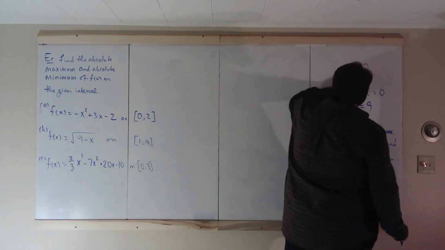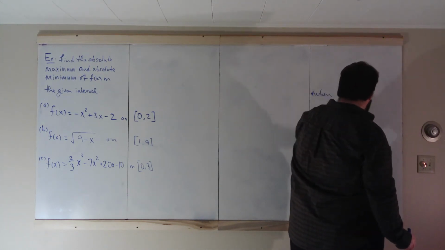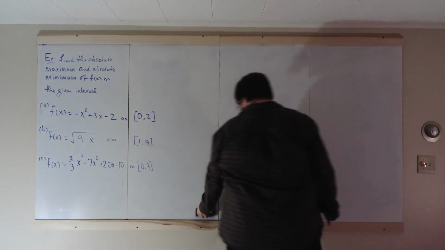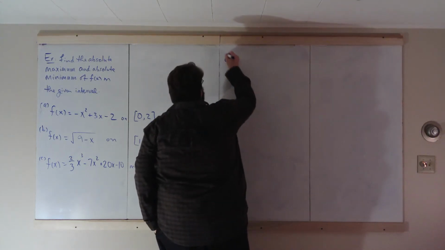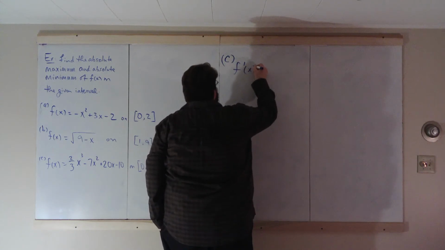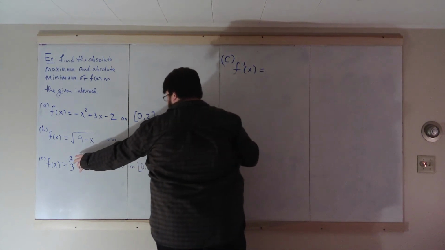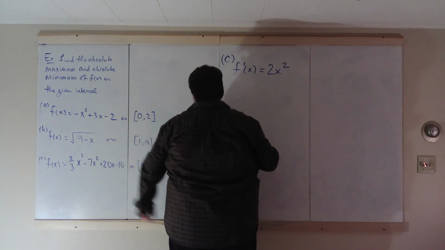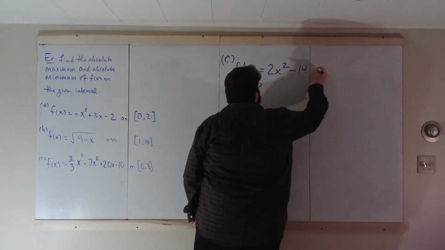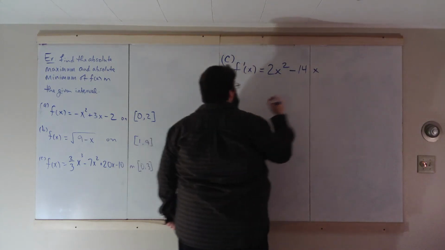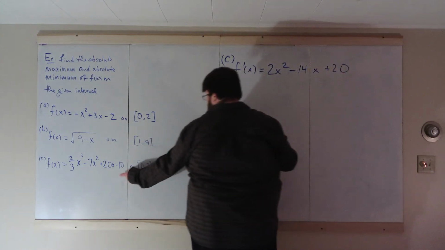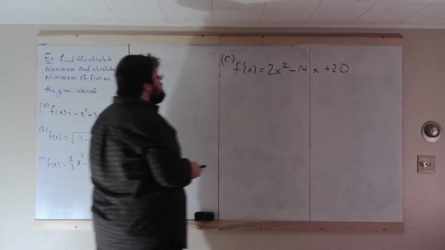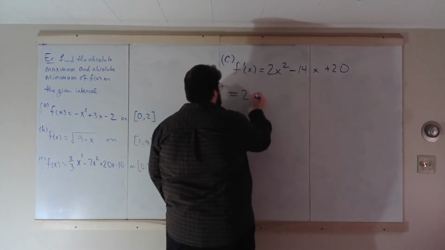Now let's do part C. Part C. Well, again, we need to find where the derivative is 0 and undefined. What's the derivative? 2/3 times 3x squared, minus 7 times 2 x, plus 20. We need to set this equal to 0. It's never undefined. It's a polynomial. But before setting equal to 0, I'm just going to take a 2 off of everything.